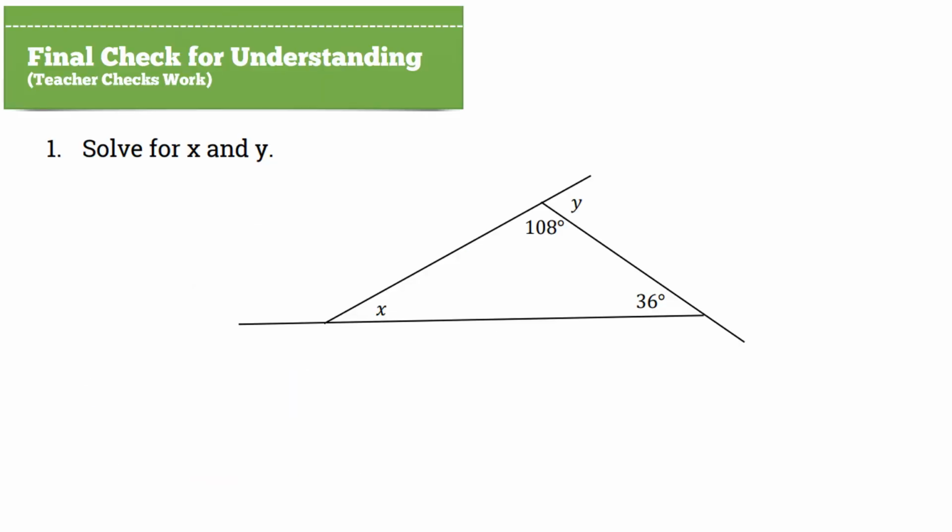Okay. Let's use the triangle sum theorem to start off. We know that x, this one, and this one are going to equal 180. So you have 180 minus 36 plus 108. Okay, now look.